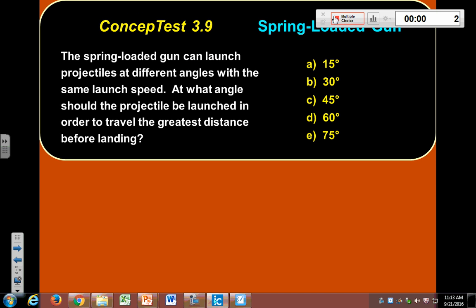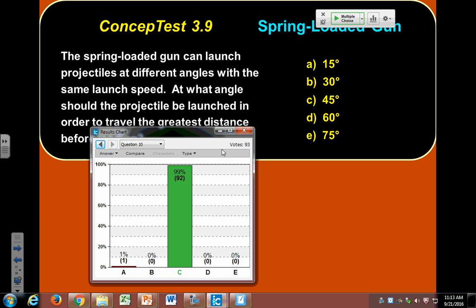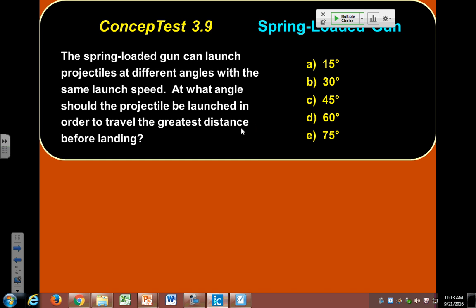Spring-loaded gun can launch projectiles at different angles. What angle should it be launched to get the greatest distance to travel? We'll stop at 30. Okay, good. C is right. 45 degrees gives us a maximum range.